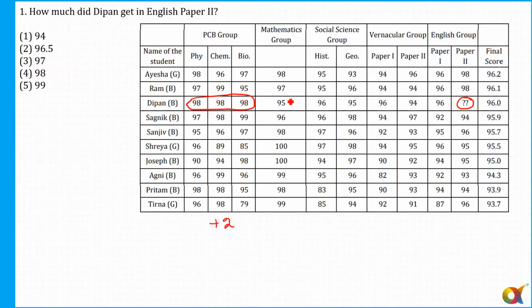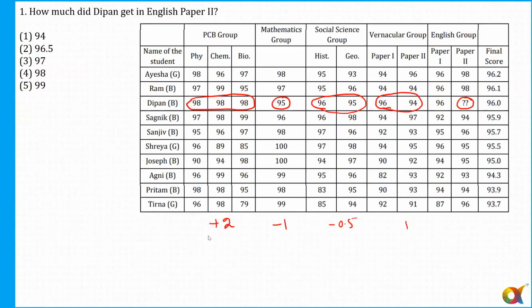In the second group, mathematics, the average is 95, but the overall average is 96, so it is 1 less. Now in the social science group, the average is 96 plus 95 by 2, which is basically 95.5. But we need an overall average of 96, so in this group it is minus 0.5. In the vernacular group, the average of 96 and 94 is 95, so it is minus 1. But we need 96 overall.